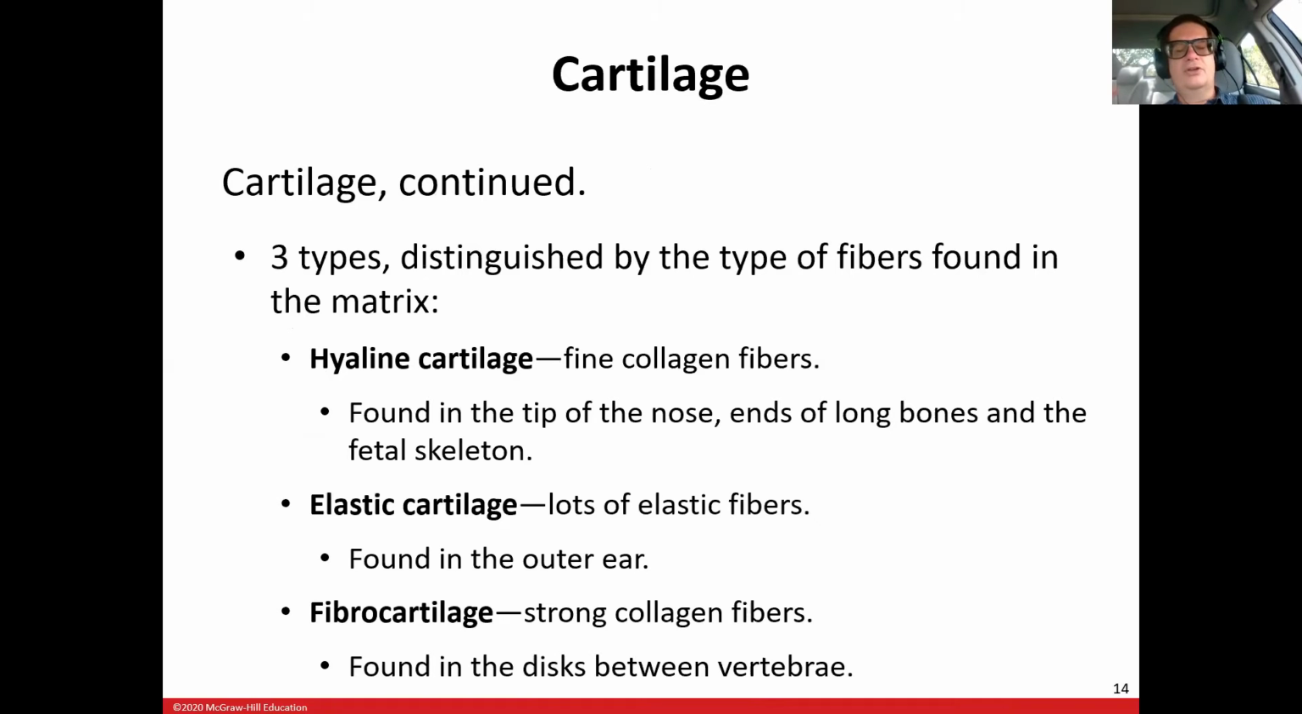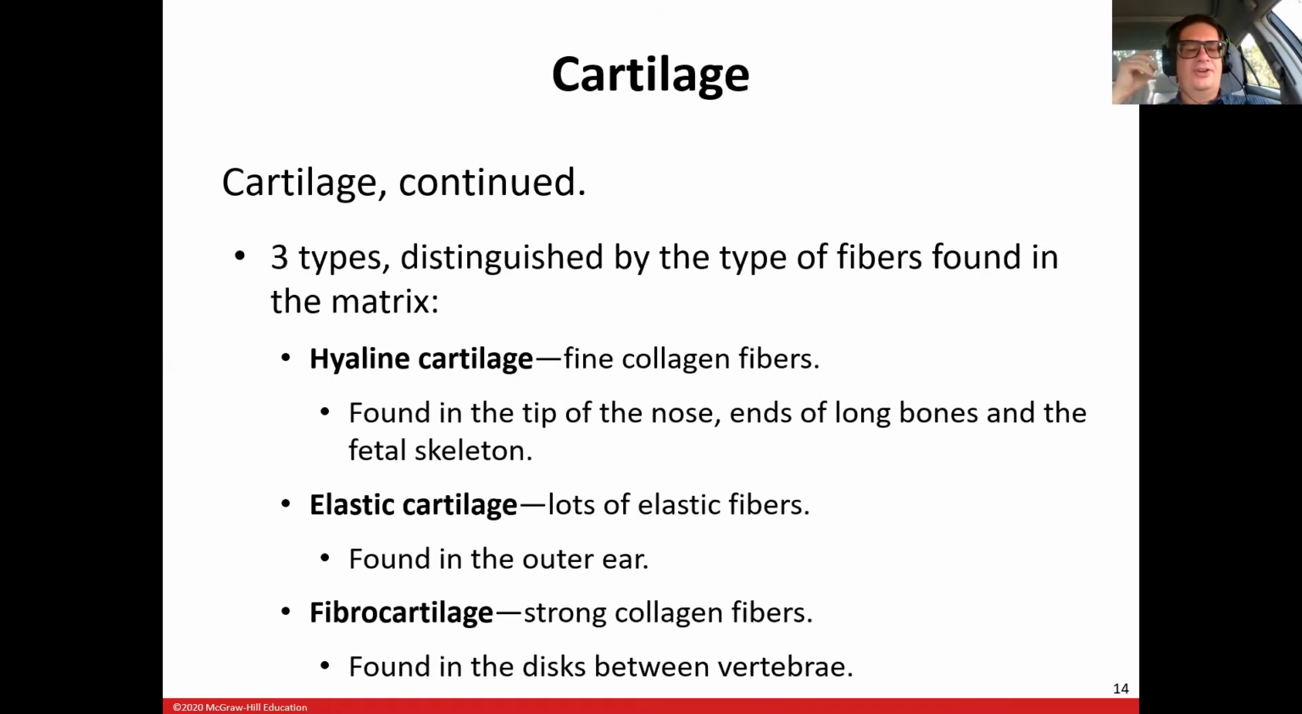But when you look at a long bone, the ends of the bone are called the epiphysis, and the middle of the bone, the shaft, that's the diaphysis. And then we have the growth plates in between the epiphyses and the diaphysis. And those growth plates stay cartilage for a lot longer. But in a fetal skeleton, the entire epiphysis on each end is hyaline cartilage.